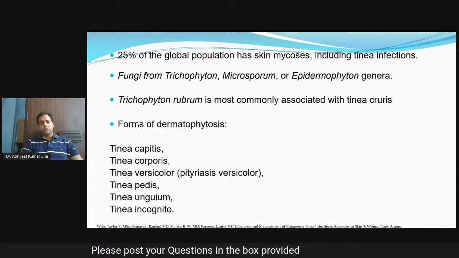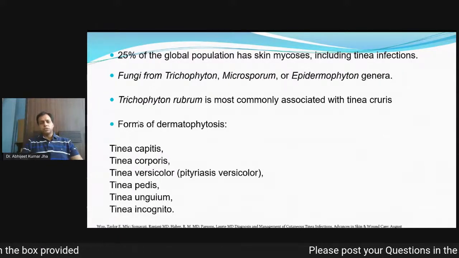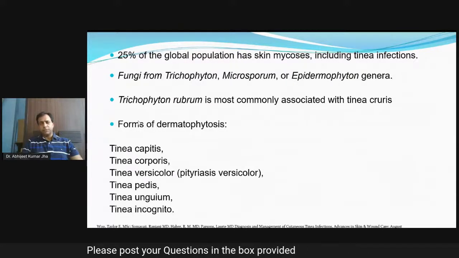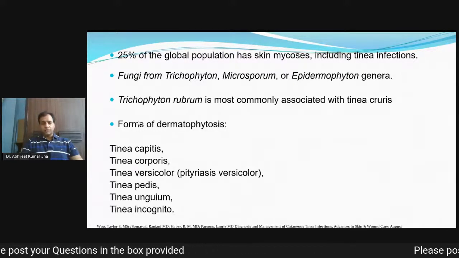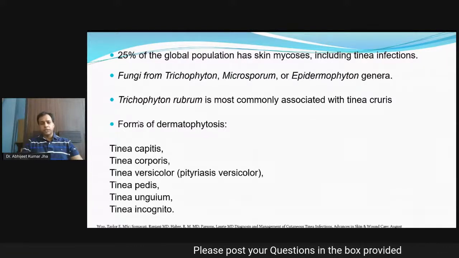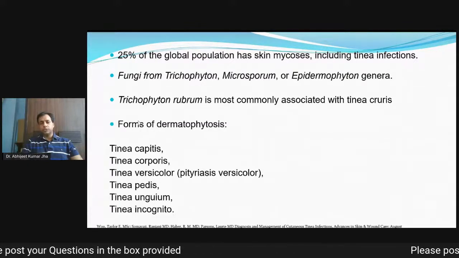Fungi from the Trichophyton, Microsporum, or Epidermophyton genera. T. rubrum is the most commonly associated with tinea cruris. Other forms of dermatophytosis, depending on the site of infection, are tinea capitis if it's the scalp, tinea corporis if it's the body, tinea versicolor, tinea pedis, tinea unguium, or tinea incognito.